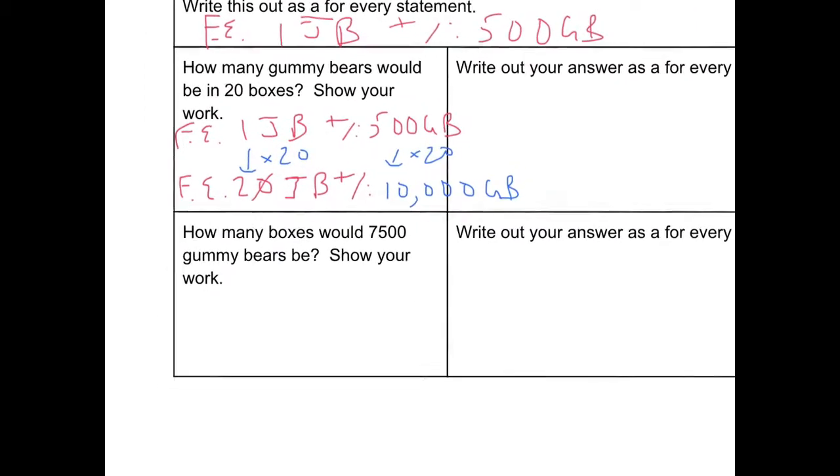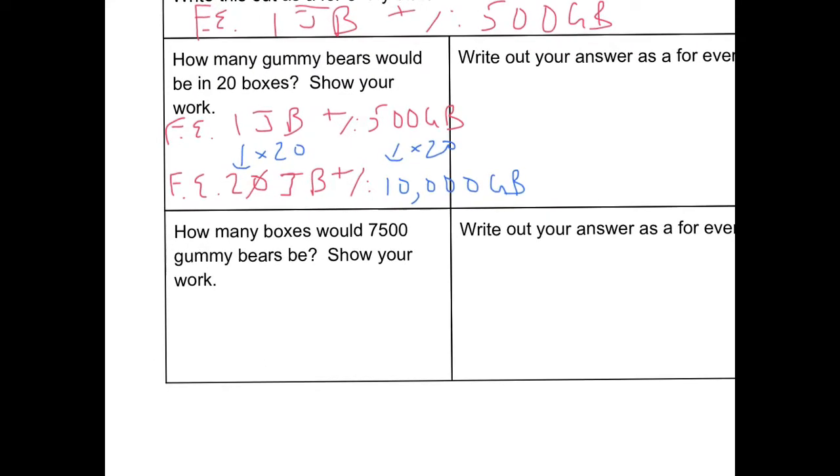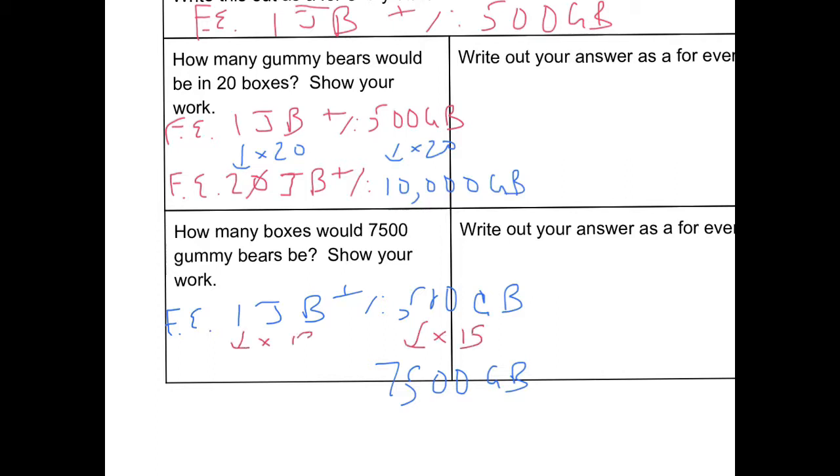And it says, how many boxes would 7,500 gummy bears be? So for every, we'll just keep with the original, 1 jumbo box, there is 500 gummy bears. And we want to know for 7,500 gummy bears. So that's times 100 or times 15, I think. Yeah, times 15. So this will be times 15. So it's just going to be 15 jumbo boxes. Okay?